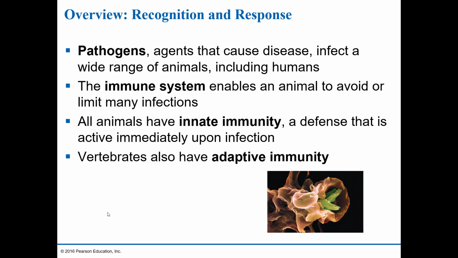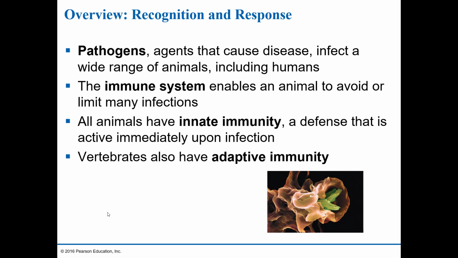So a pathogen is an agent that causes a disease. So pathogens are often called disease-causing agents. And they can infect a wide range of animals, including humans. So anything that causes a disease would be a bacteria. It could be a parasite. It could be a virus. Those would all be considered pathogens. And the immune system that we have is what enables us to avoid or limit the infections that we get from those pathogens.